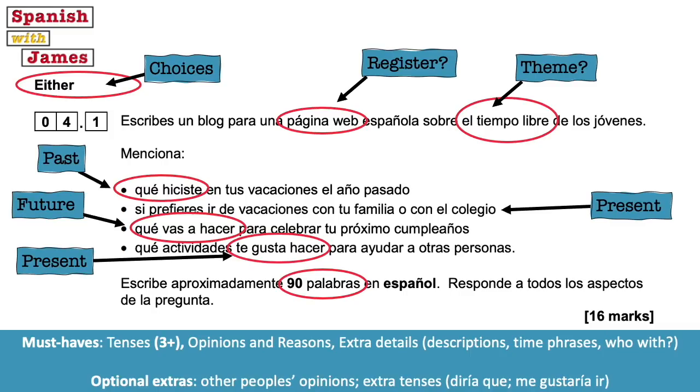So for example, ¿qué hiciste en tus vacaciones el año pasado? What did you do on your holidays last year? You could talk about what you did, and then you could say this year I would like to go to whatever place, and that way you're throwing in an extra tense and really showing off your skills in Spanish.